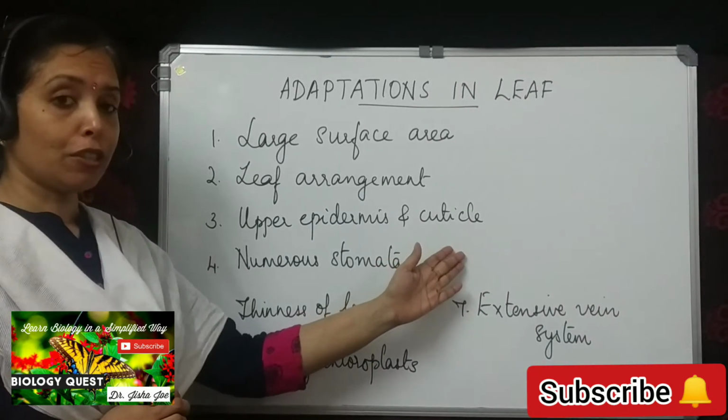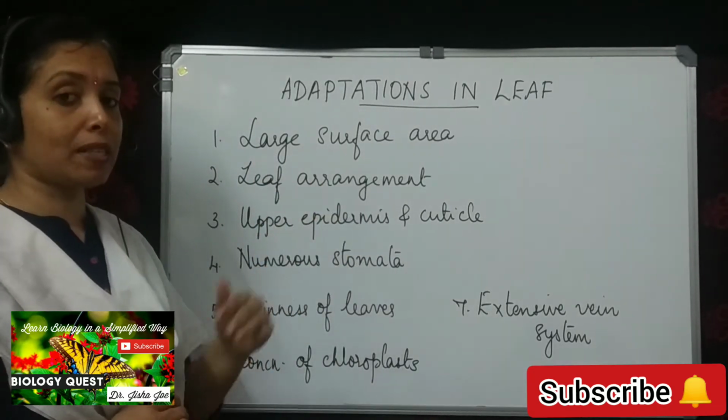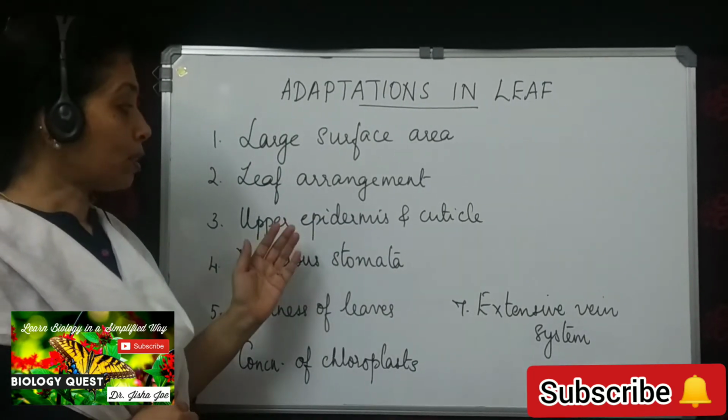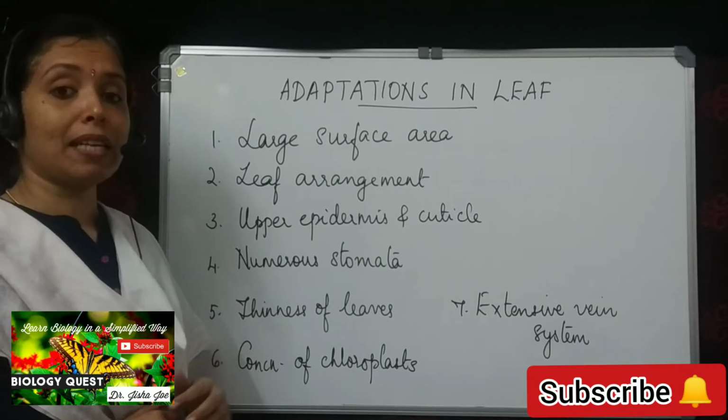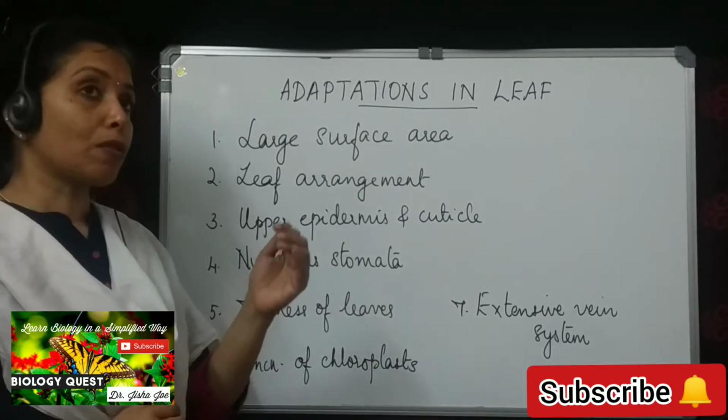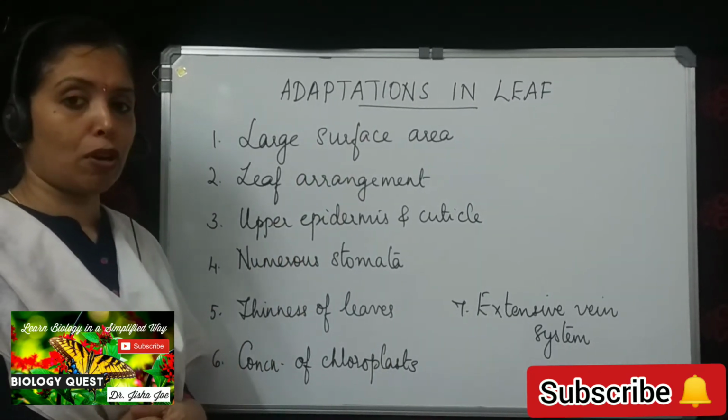What is cuticle? Cuticle is the waxy coating on the surface of the epidermis. So both the upper epidermis and the cuticle are transparent in nature. This also enables maximum absorption of light.